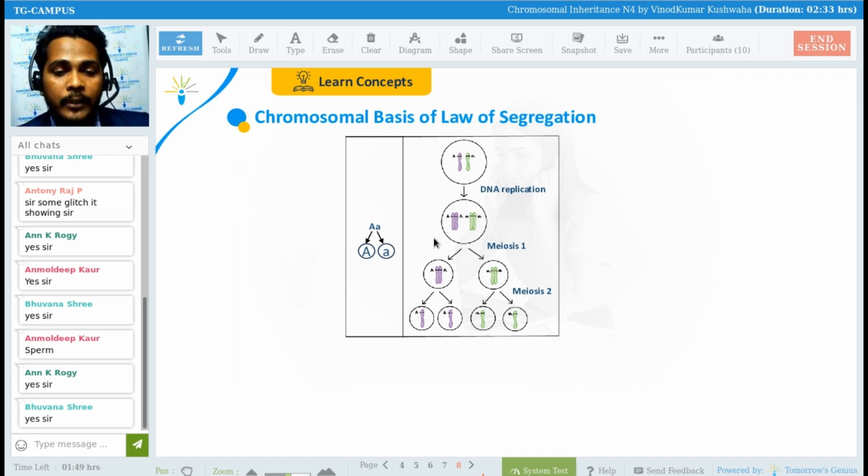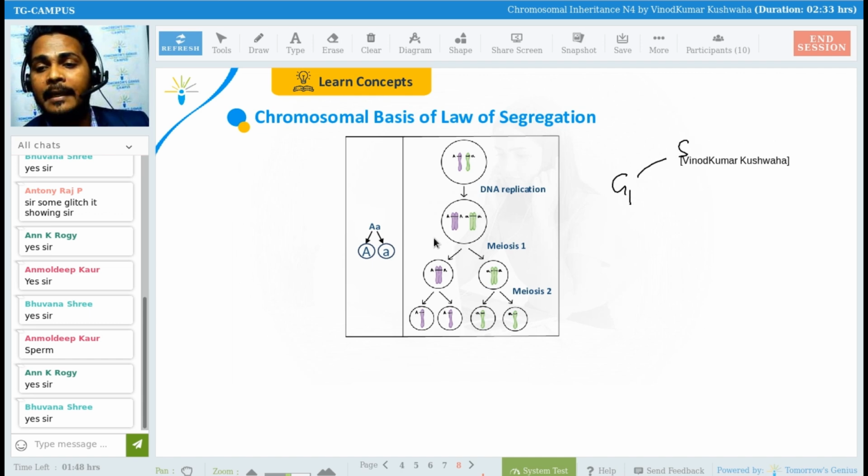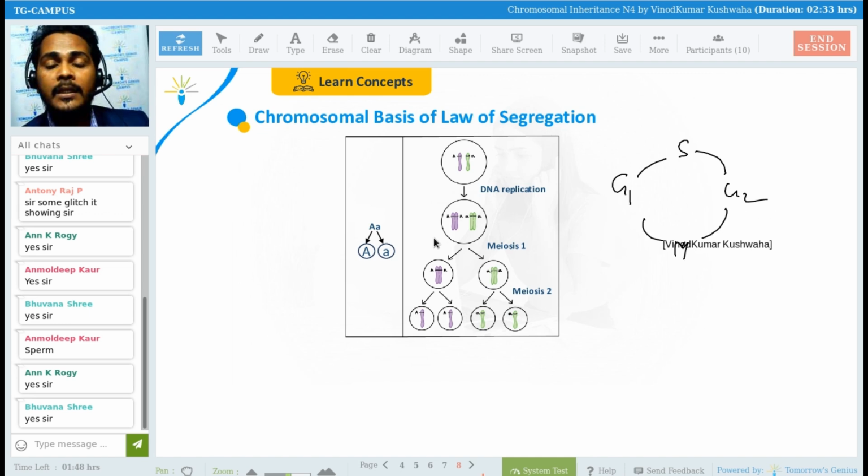So you can see how the chromosomes move during the meiosis stage. This is the particular chromosome. It undergoes DNA replication. Replication generally happens in cell division, because only if there is cell division will DNA replicate. You already know the G1 phase, S phase, G2 phase, followed by the M phase, right? So during the replication stage, it undergoes meiosis.